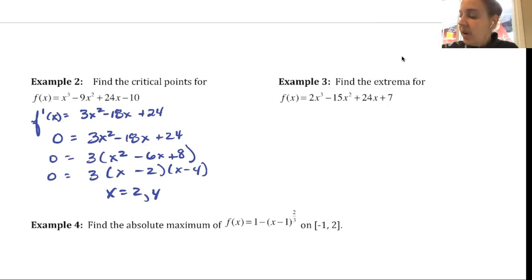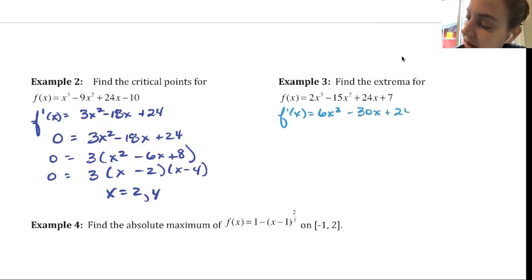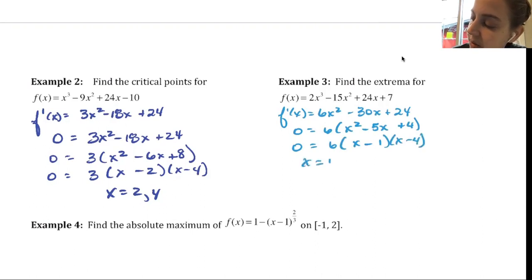Okay, so good. Find the extrema. Look for the max and the mins. Well, the extrema are going to happen at the critical points. That's a place to start. So start with a critical point. F prime of x is 6x squared minus 30x plus 24. I'm going to set this equal to 0 and factor out a 6. And then this factors to x minus 1 and x minus 4. So x is equal to 1 and 4.